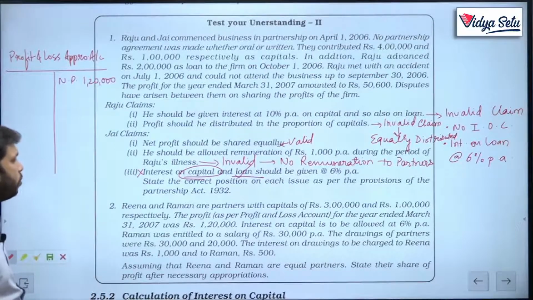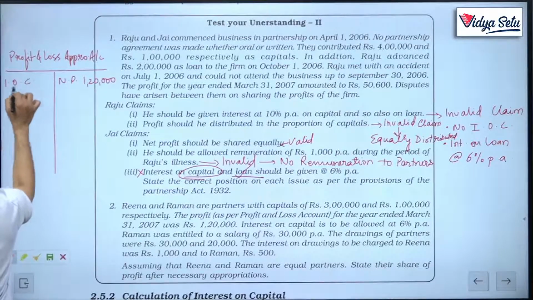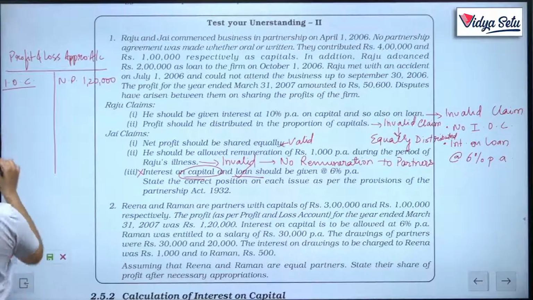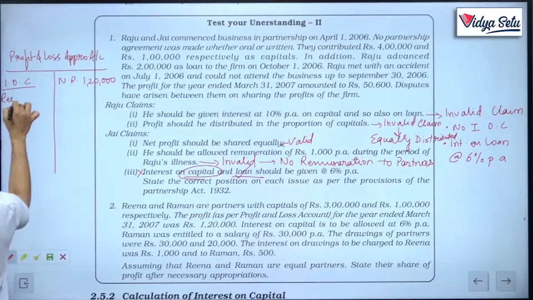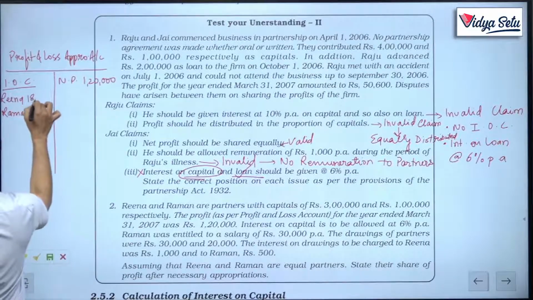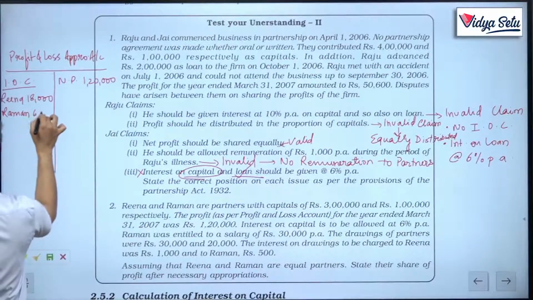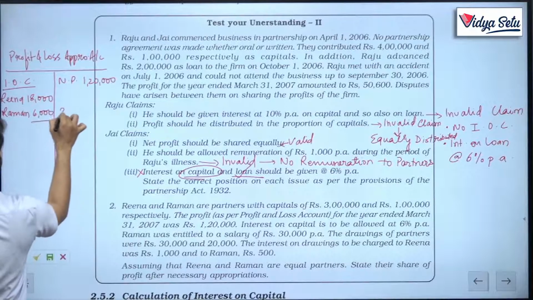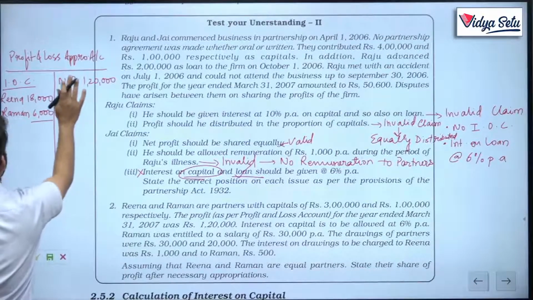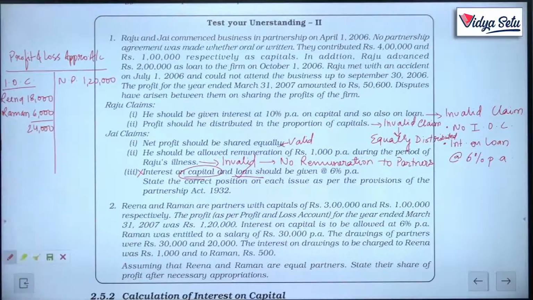Then what is mentioned? Interest on capital, Reena, Raman. How much capital? 3 lakh. 6% of 3 lakh comes to 18,000, and 1 lakh, 6% of 1 lakh comes to 6,000. Okay, that comes to 24,000. Great.